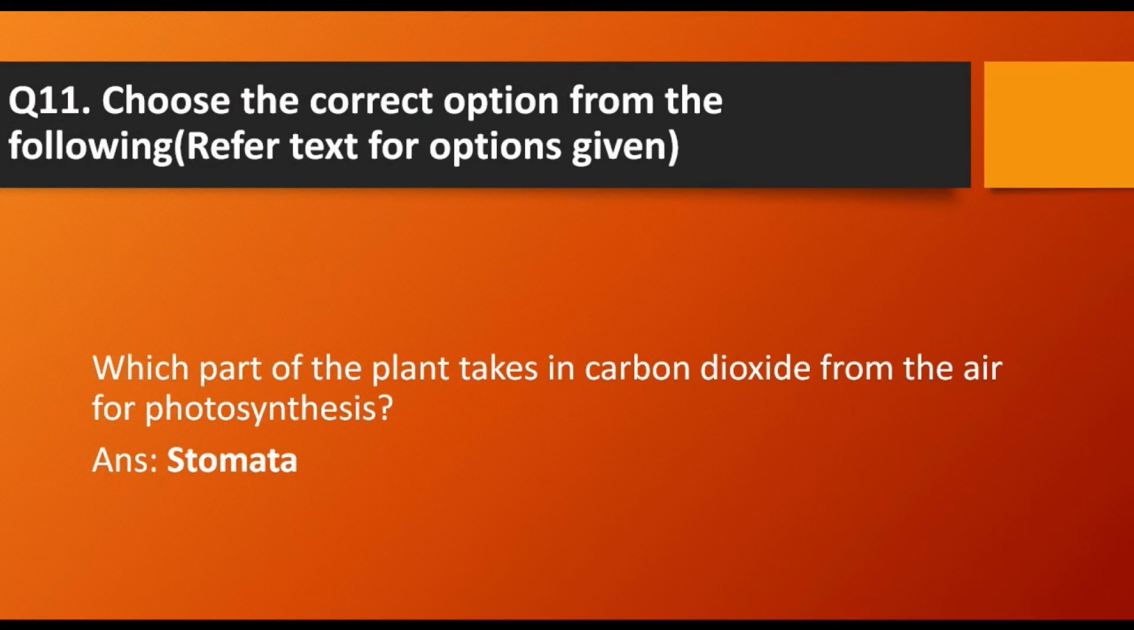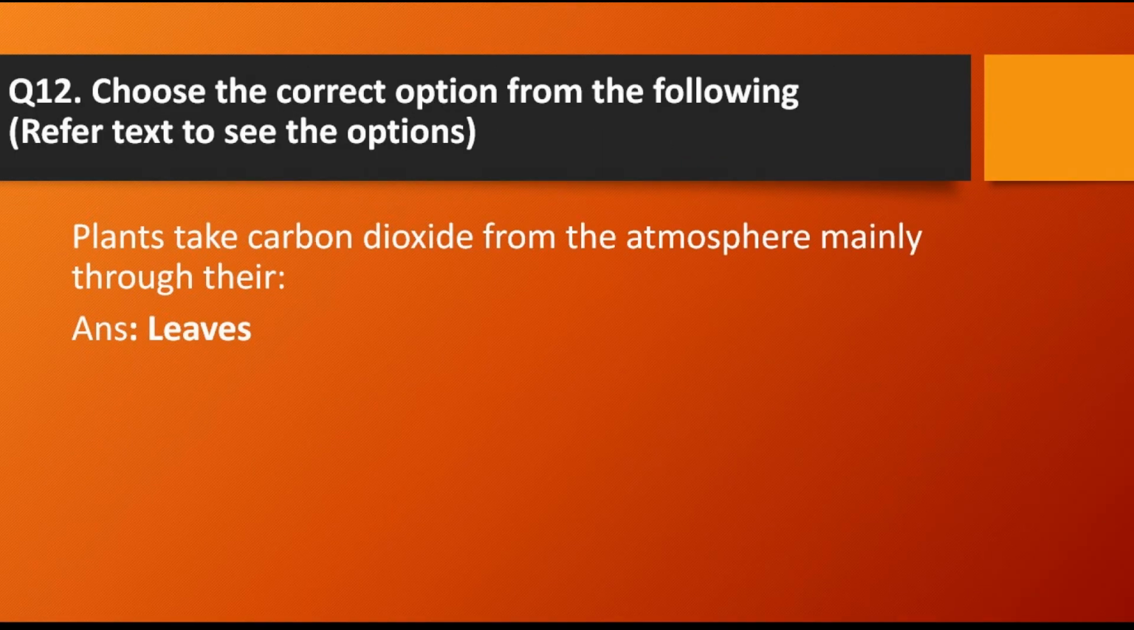Choose the correct option from the following. Which part of the plant takes in carbon dioxide from the air for photosynthesis? Answer. Stomata. Choose the correct option from the following. Plants take carbon dioxide from the atmosphere mainly through their leaves.